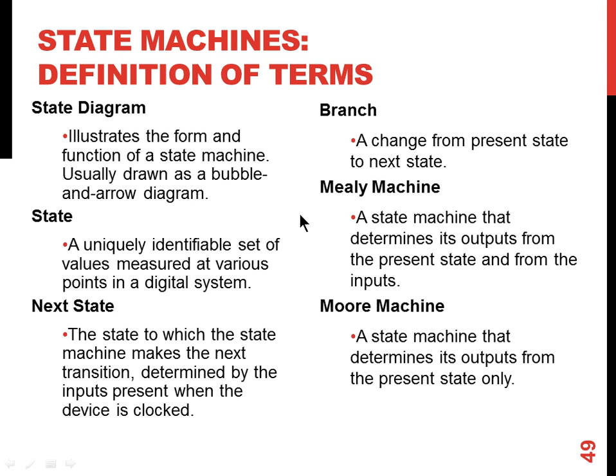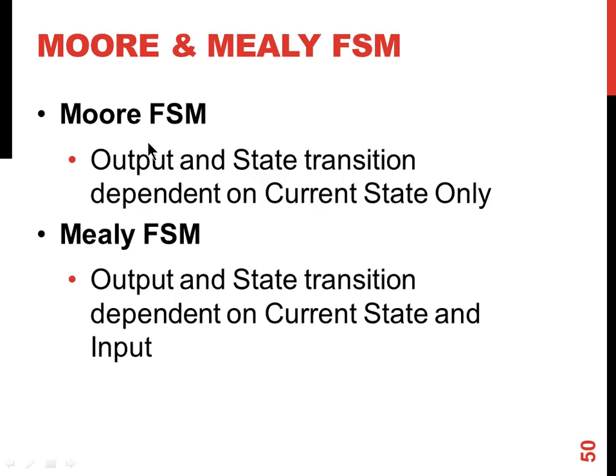And the important part is there are two types of FSMs that can be designed. One is called a Mealy machine or a Mealy FSM. The second is called a Moore machine or a Moore FSM. The difference is the way it works. In a Moore machine, outputs are dependent only on present state. In a Mealy machine, the outputs are dependent on the present state and the input values. So Moore FSM output is dependent only on current state. Mealy FSM output is dependent on current state and the input values.